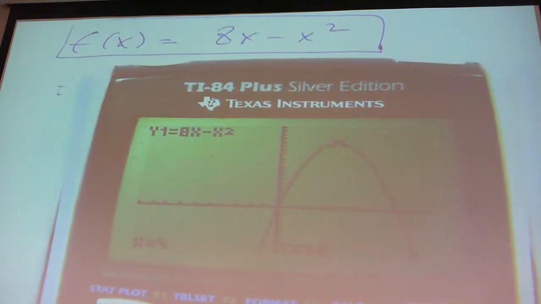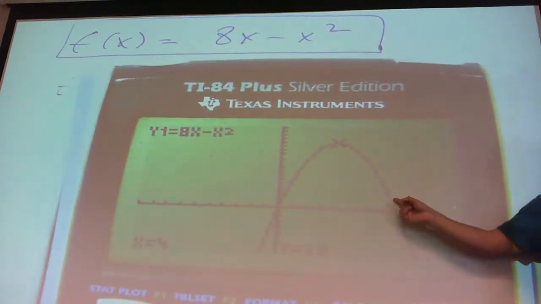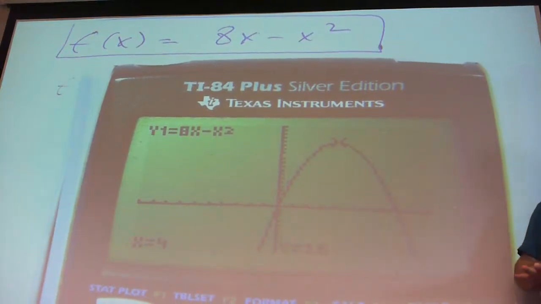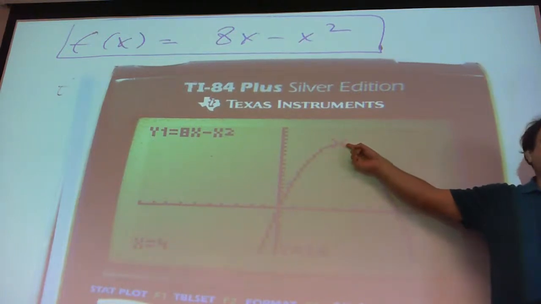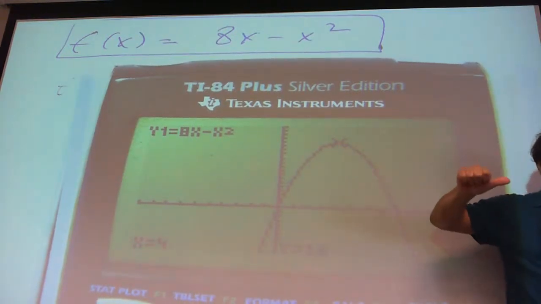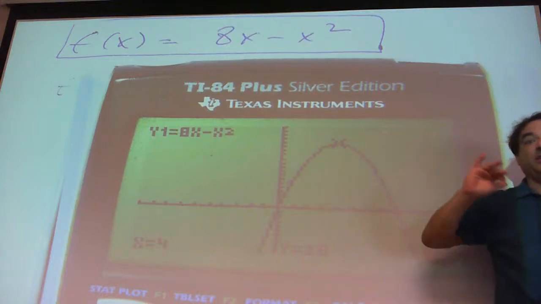I keep saying this because this is where people get confused. We did a graph of the original or the derivative? The original. It's a graph of the original. How did I find that high point? Take the derivative, set it equal to 0, and solve.